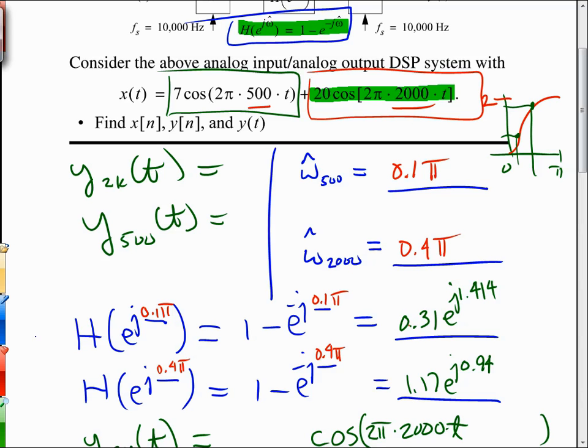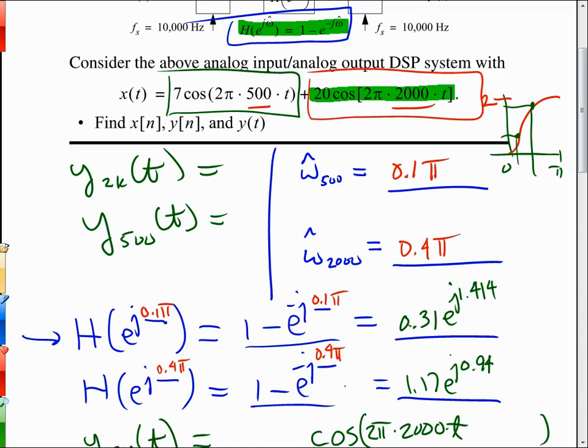get this thing to shift modes. You've been evaluating H of e to the j omega hat at the 0.1 pi and the 0.4 pi by plugging into the filter's frequency response function to get what its magnitude and gain is at that frequency. So you've told me 1.17 is the gain applied to the 2 kilohertz signal, because that becomes the 0.4 pi in omega hat digital frequency domain.